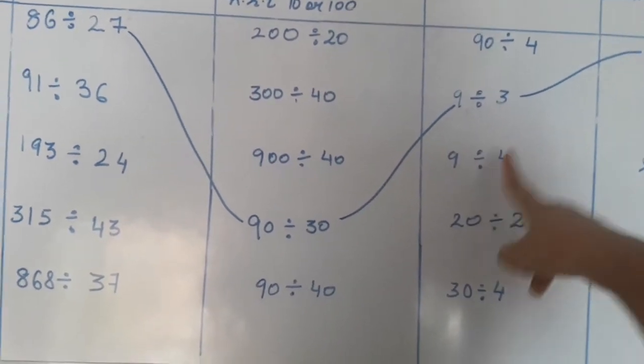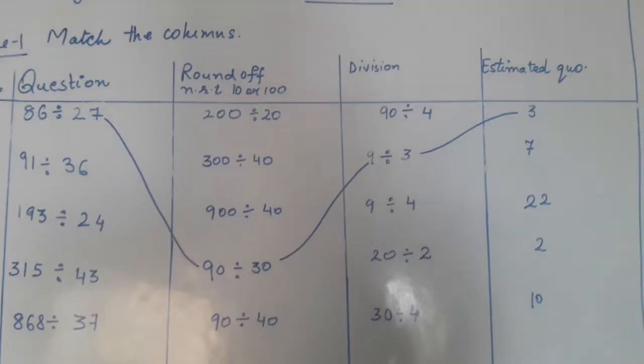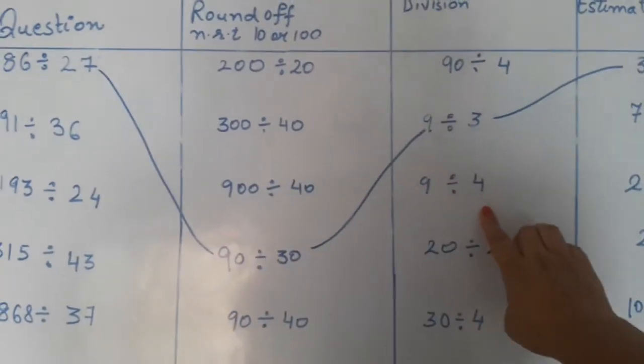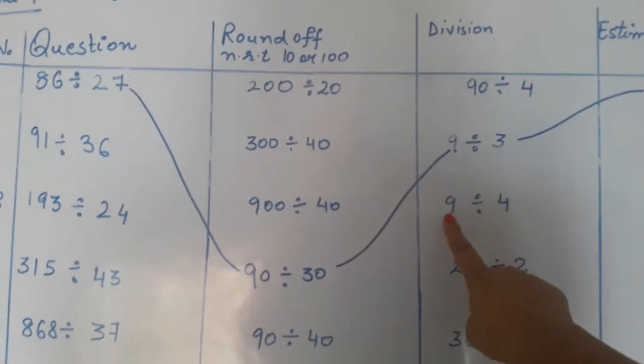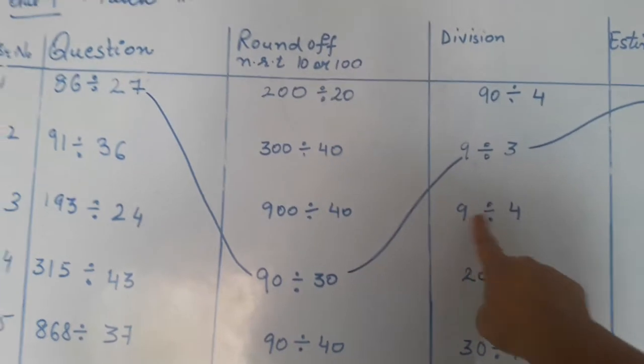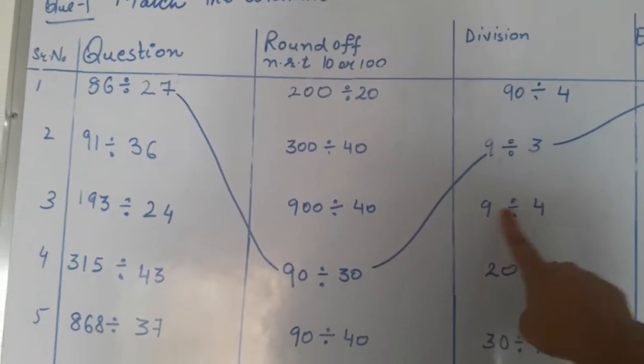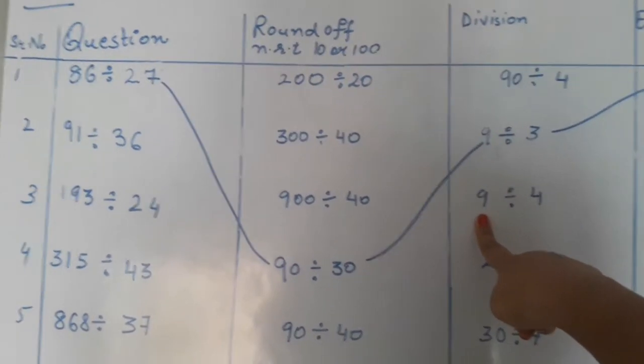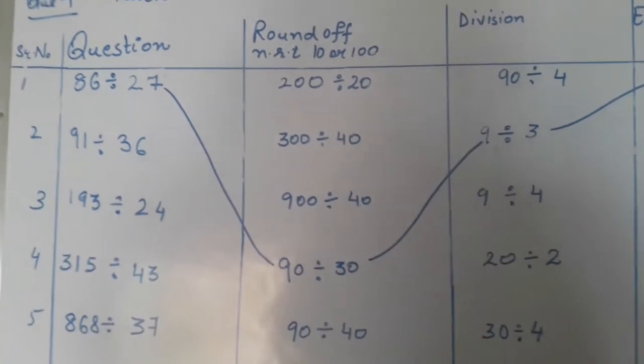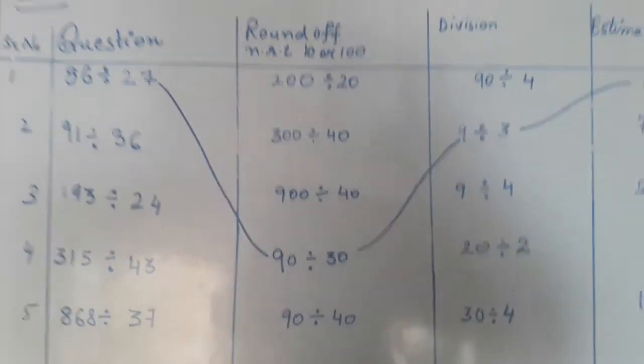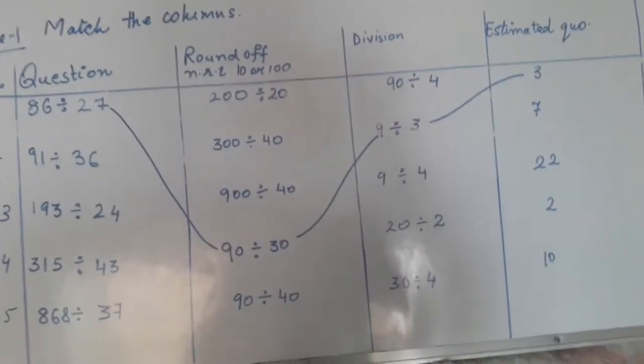Now what is 9 divided by 4? Now students, you have to count the table of 4 up to 9. But everyone knows that in the table of 4, 9 does not come, right? So I will count the table of 4 up to 2, right?